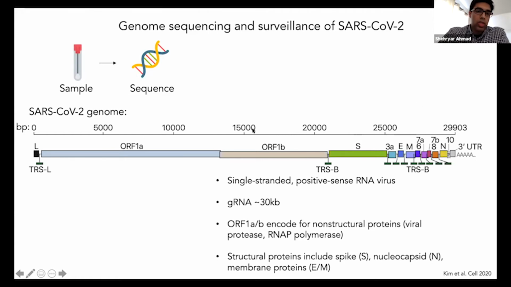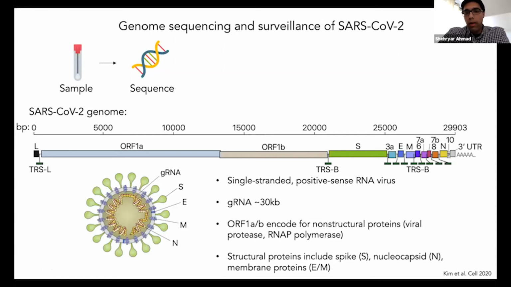So ORF, just as an example, ORF1A, constitute a majority of the SARS-CoV-2 genome and encode important non-structural proteins like the RNA polymerase and viral proteases. And then you have the spike protein, as well as the nucleocapsid protein and envelope protein, as Dr. Khan mentioned, that are important for virulence. And this is just the virion structure here that resembles classic coronavirus structure.